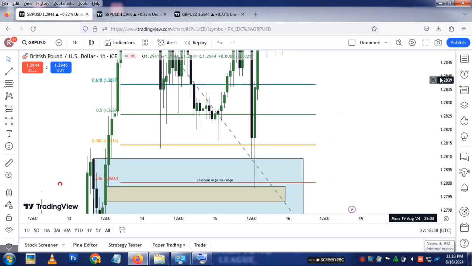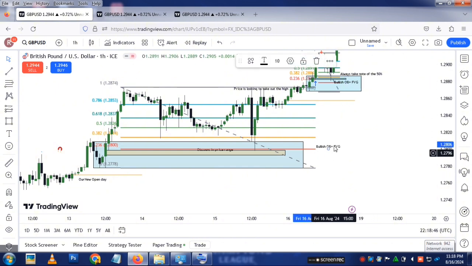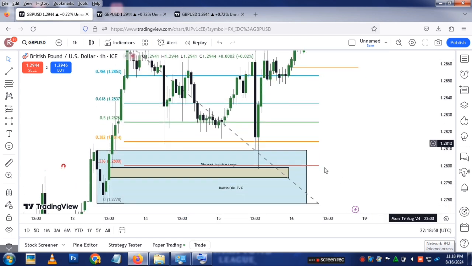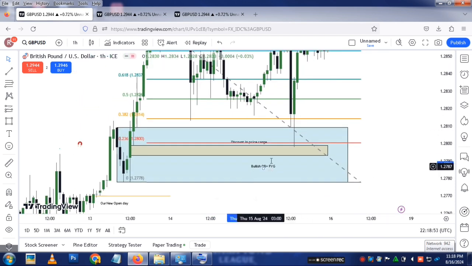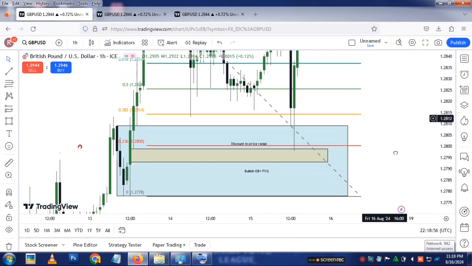Yeah, so it came down to seek the discount, the real discount, as you can see it drew down to the red line, and not just the red line alone, because you can see the fair value gap, order block with the fair value gap. All of this confluence and confirmation, you need to take note of it.